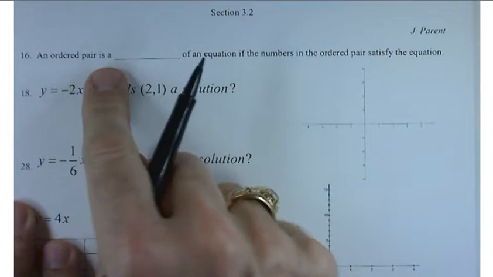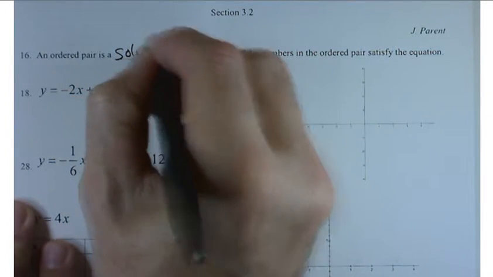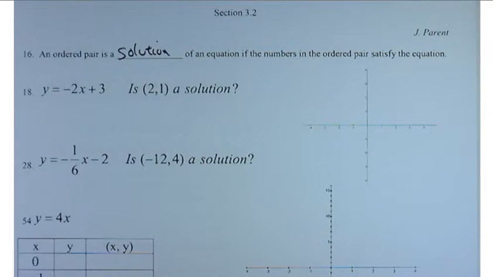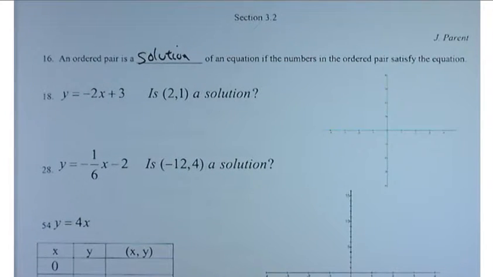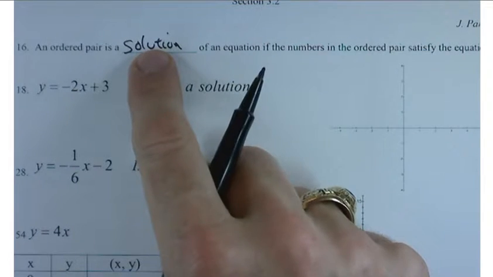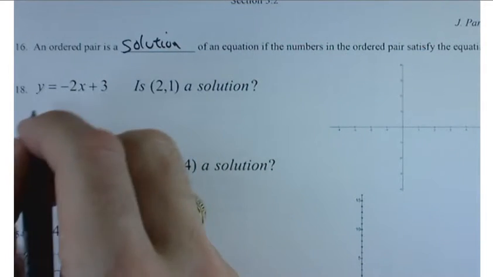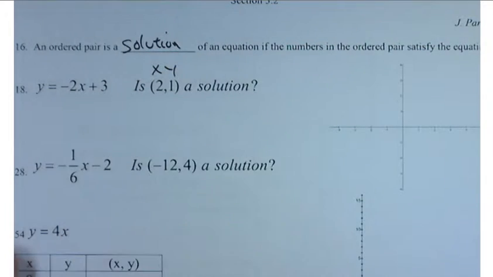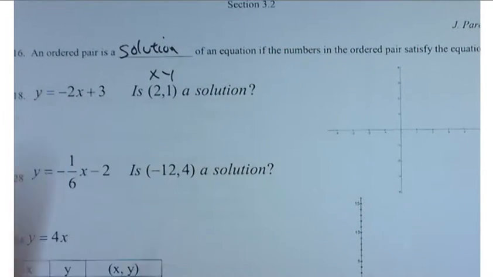An ordered pair is a solution of an equation if the numbers in the ordered pair satisfy the equation. So if it fits in the equation, then great, it's a solution. So let's check out the first two here. This is your x-coordinate, this is your y-coordinate. How am I going to decide if this is a solution of this equation? Plug it in. So let's plug it in.